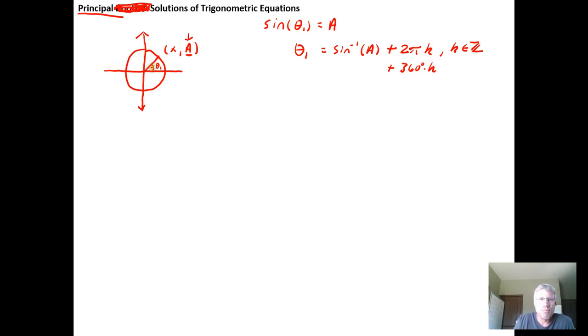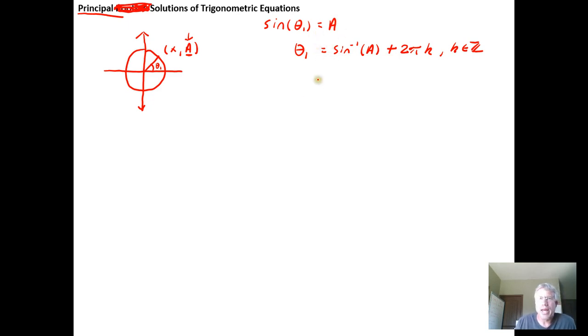In other words, get theta 1 right here, and then rotate 360 degrees around the unit circle to get back to the same terminal side. Rotate 360 degrees, or 2 pi radians, and you get back to the same terminal side. The solutions repeat forever and ever. So this gives me infinitely many angles that generate a side ratio of A.